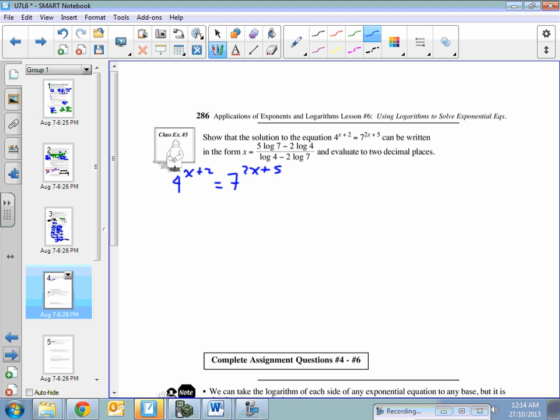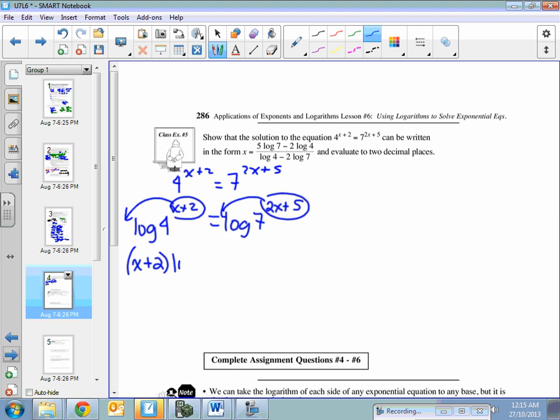So first step, just put logarithm in front of both. So log of 4 to the x plus 2 equals log of 7 to 2x plus 5. Just put logarithm in front of both, leave the bases and exponents the same. Now that you have these, take your exponents, move them out in front. Use your power rule. When the exponents are binomials, put them in brackets.